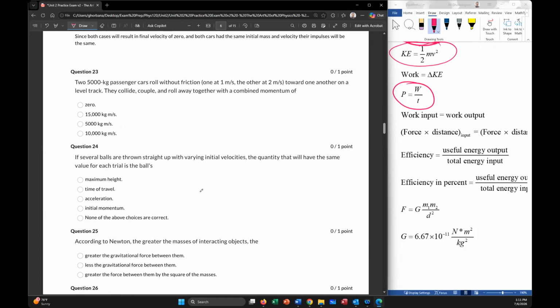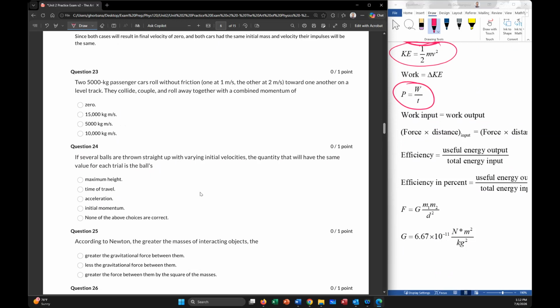23. Two 5,000 kilogram passenger cars roll without friction, one at 1 meter per second, the other one at 2 meter per second, toward one another on a level track. They collide, they couple, and they all move away with a combined momentum. Okay. What are we supposed to calculate? The combined momentum, yes? Okay.